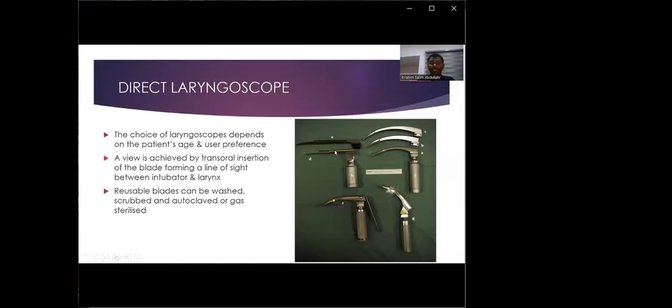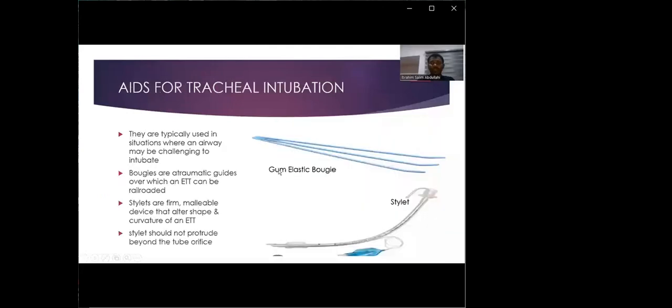And then we have the short handle blades, also used for obese patients and then patients with large breasts. And then we have the straight blades, that is the Millers, which are particularly recommended for use in pediatric patients because of the size of their epiglottis.